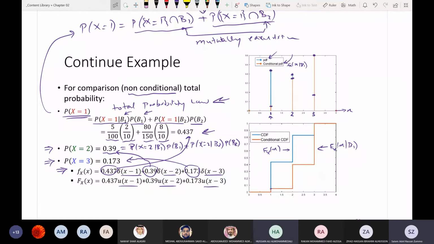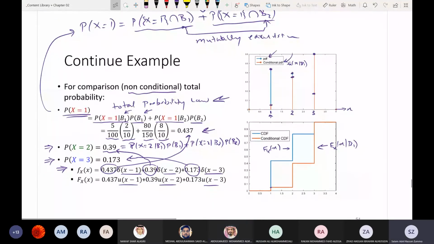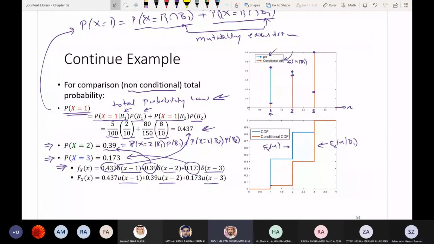Excellent. Any other questions, guys? Doctor, for the PDF at x equal 3 we get the lowest probability, but why in the graph is it the highest? Yes, x equal 3. The non-conditional one is 0.173, while the large conditional one is 0.6.